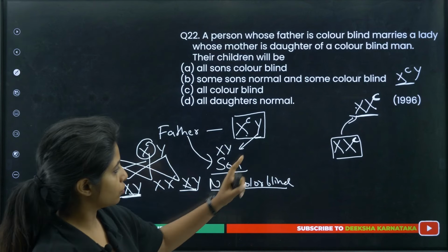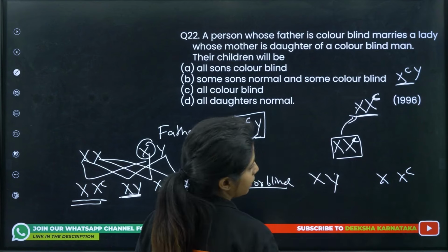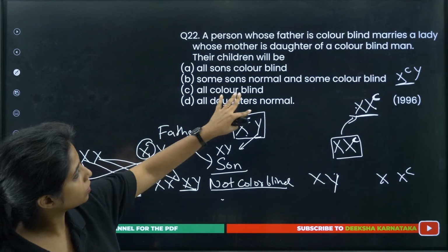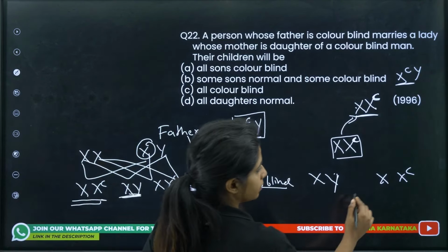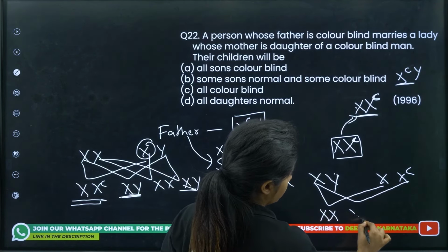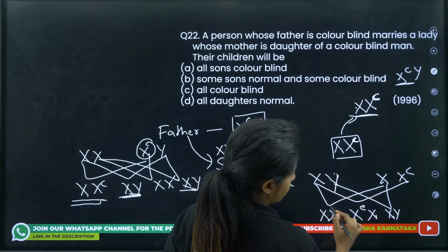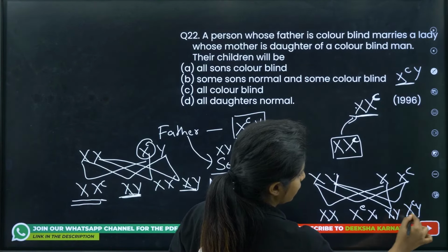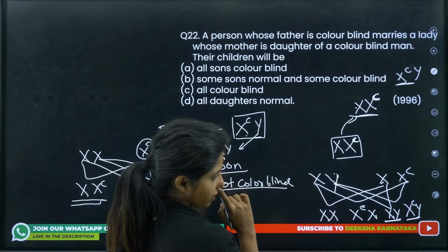Now when they fuse, normal X, XY and XC, what will be happening? The options are: all sons color blind, all sons normal, some sons color blind and some normal, all daughters normal. So let's see. Over here, if I cross this with this, I get XX. If I cross this with this, I get XCX. If I cross this with this, I get XY. If I cross this with this, I get XCY.